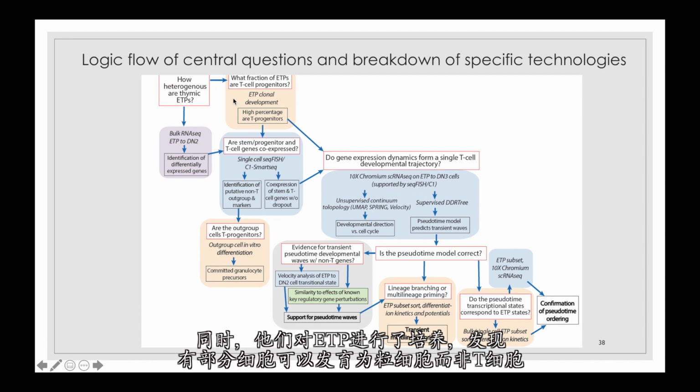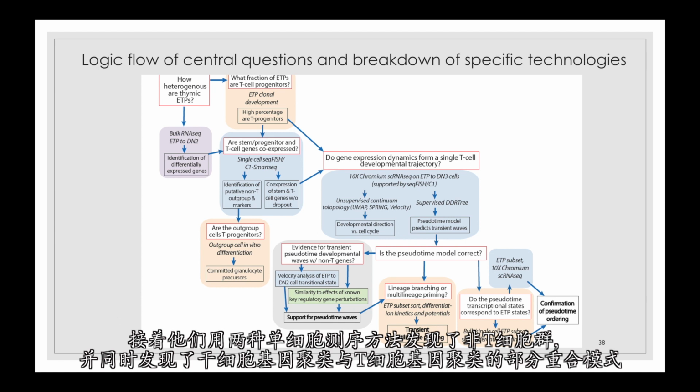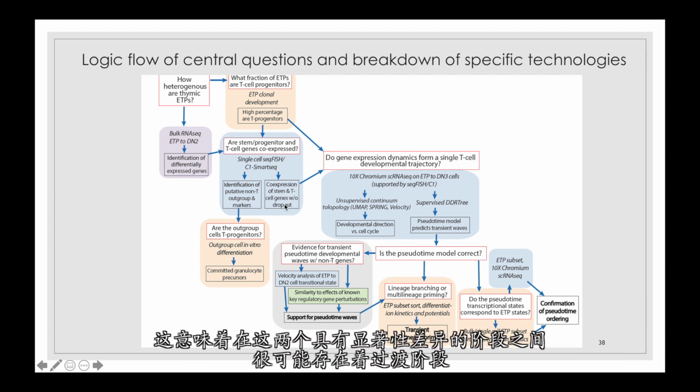And then they also used in vitro cell culture to find that a few of the cells may go into granulocyte rather than the ETP cells. And after that, they used two single-cell sequencing technologies to identify the outgroup of the ETP cells and also find the co-expression pattern of the stem and the T cell genes. So that means there may be some transition stage between these two distinct stages.